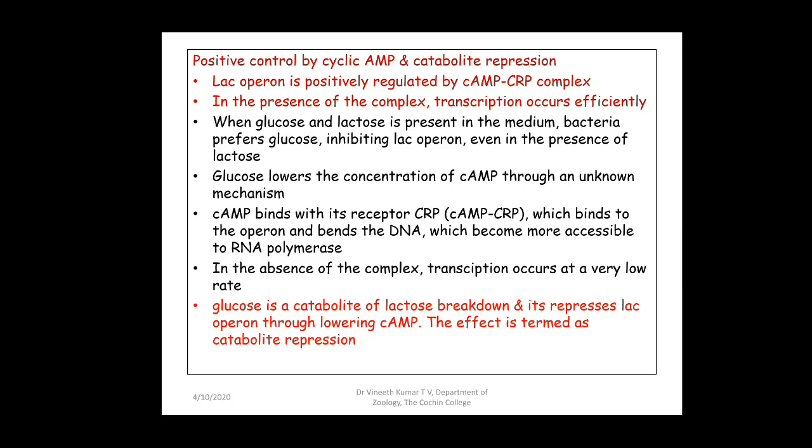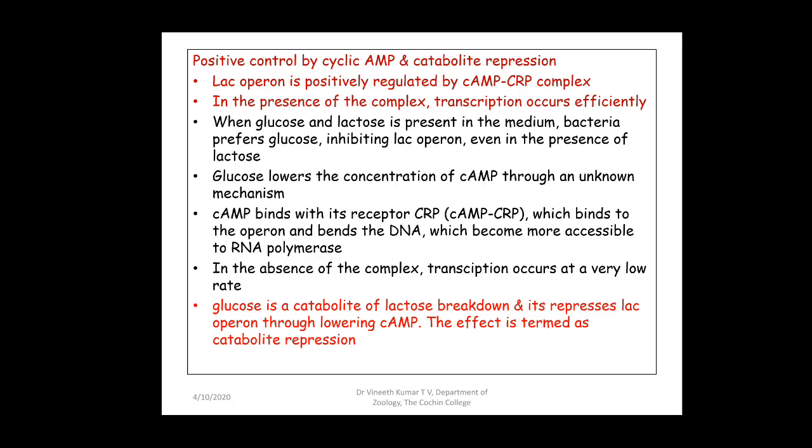Now coming to another topic which is usually asked as a question: positive control by cyclic AMP, or cAMP, and catabolite repression. The lac operon is positively regulated by a complex called the cyclic AMP-CRP complex. It was found that when this complex is lacking, transcription does not occur so favorably. Even though lactose is present and the repressor is not on the operator, in the absence of the cyclic AMP-CRP complex the RNA polymerase moves very slowly over the operon, and hence the number of mRNAs produced will be very low.